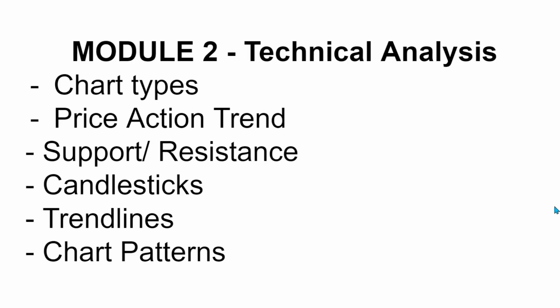Our next module will be touching on the technical aspect of cryptocurrency trading. That involves us talking about the various types of charts. We talk about price action and price trends. We're going to be talking about support and resistance, touching on supply and demand levels. We're also going to be talking about candlestick patterns, touching on trend lines, and then chart patterns are also going to be part of our technical aspects when it comes to cryptocurrency trading.